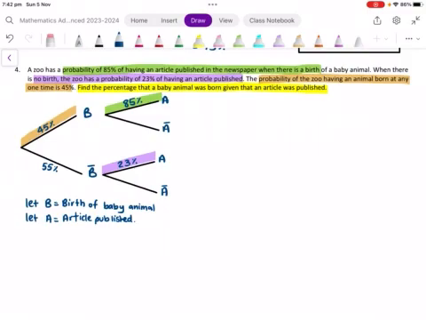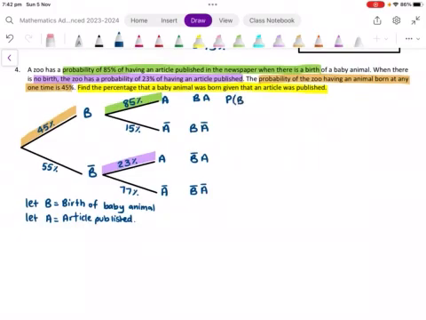Now, each of these pairs of branches have to add up to 100%, or if we were using decimals or fractions, have to add up to 1. So we'll have that it is 15% after birth that there's no article published, and 77% when there's no birth, there's no article published. We're then just going to write our outcomes and then work out our probabilities. So we'll have the probability of a baby animal being born and an article, then baby animal no article, no baby animal article, and no baby animal no article.